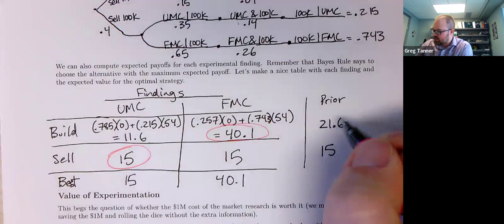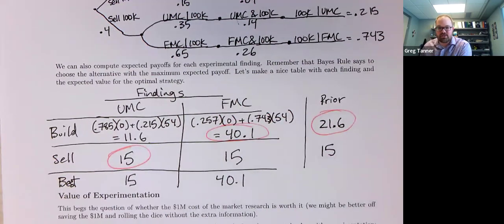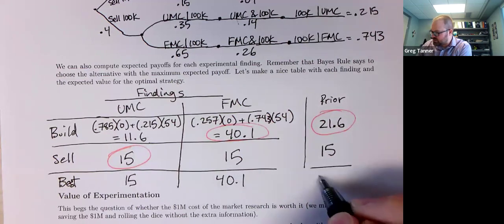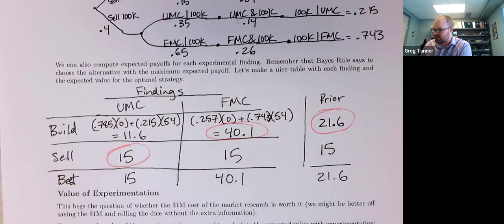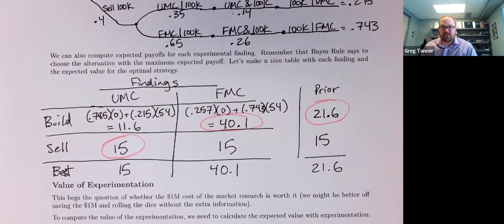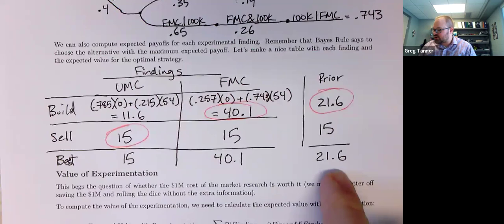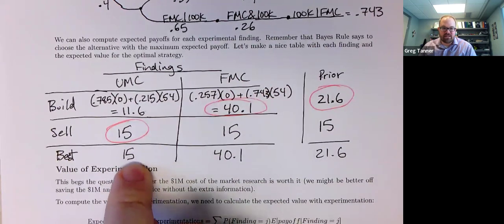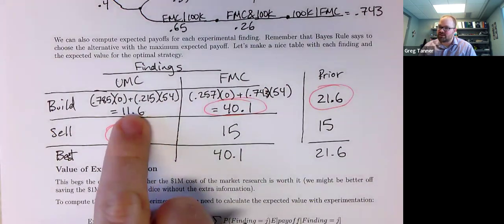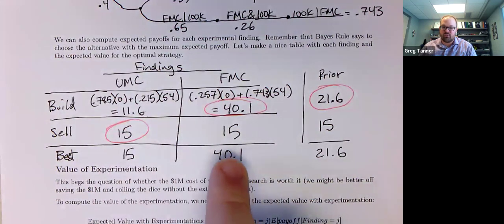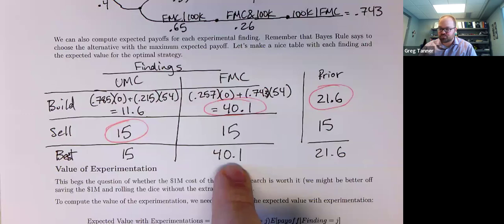And then prior, kind of before, it was the 21.6. Okay, and so this is just for reference, but the best before was 21.6. And so now we've traded 21.6 for a chance of either 15, but 15 is better than 11.6 if we get the information of unfavorable market conditions, or 40.1.